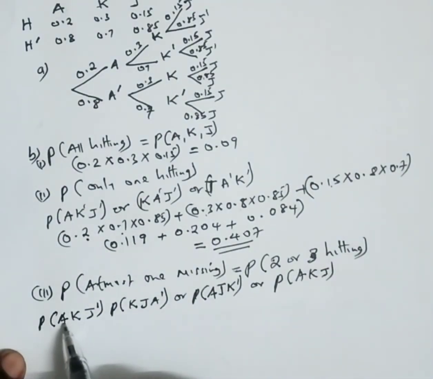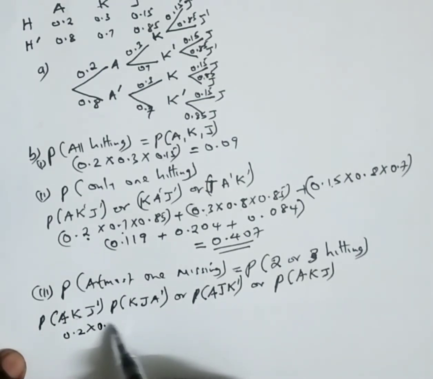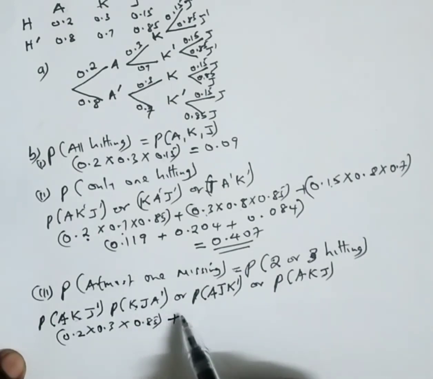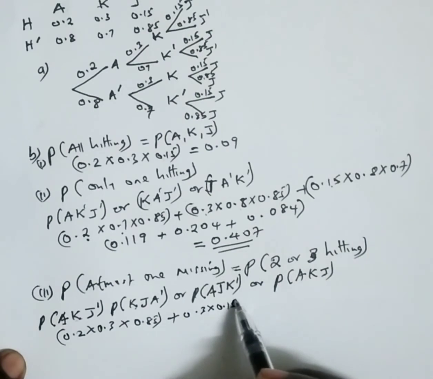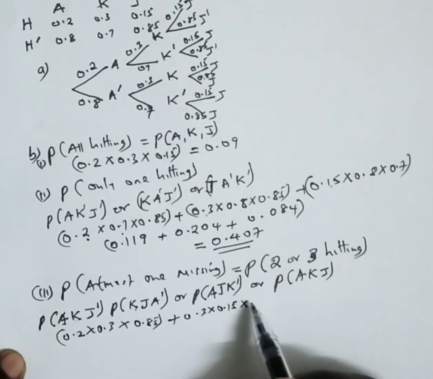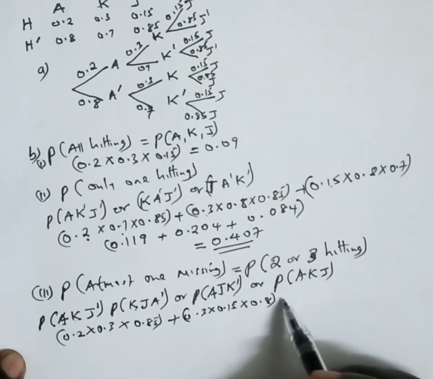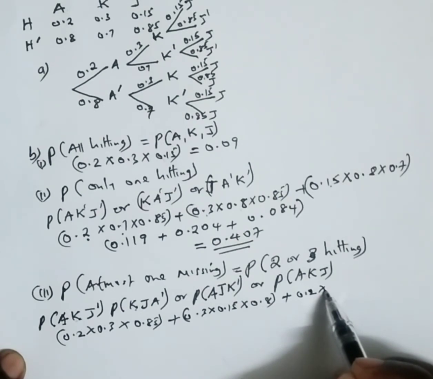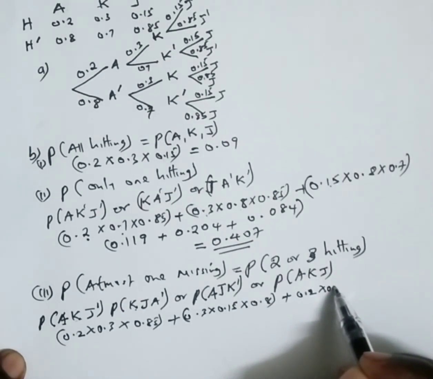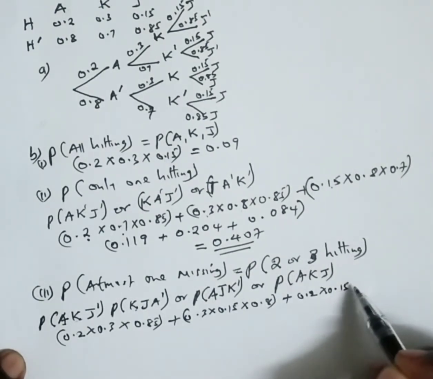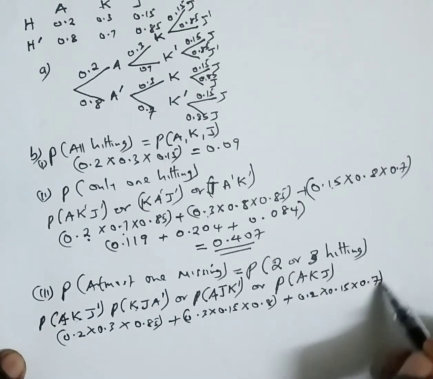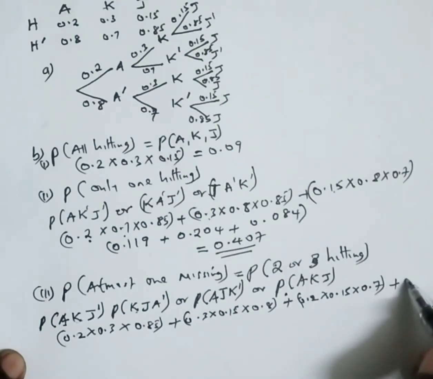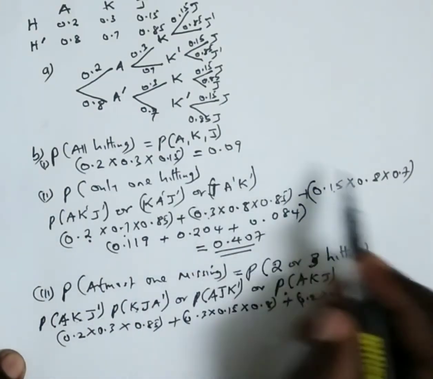So this is going to be equal to, the 2 hitting will be 0.2 times 0.3 times 0.85, plus Kamau hitting 0.3 times 0.15 for Juma times 0.8, plus 0.2 for Akinyi, Kamau missing, times 0.15 times 0.7, and lastly we have all hitting, which is what we have already calculated as 0.09.